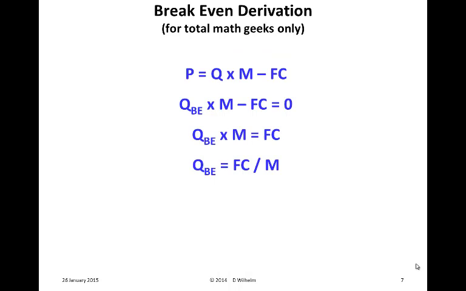The break-even derivation, and this is for total math geeks only. If profit is equal to quantity times margin minus fixed costs, and we set that equal to 0, it's now the break-even quantity times margin minus fixed costs equals 0. Move the fixed costs over to the other side of the equation, and then divide the fixed cost by the margin, and we have the break-even quantity.